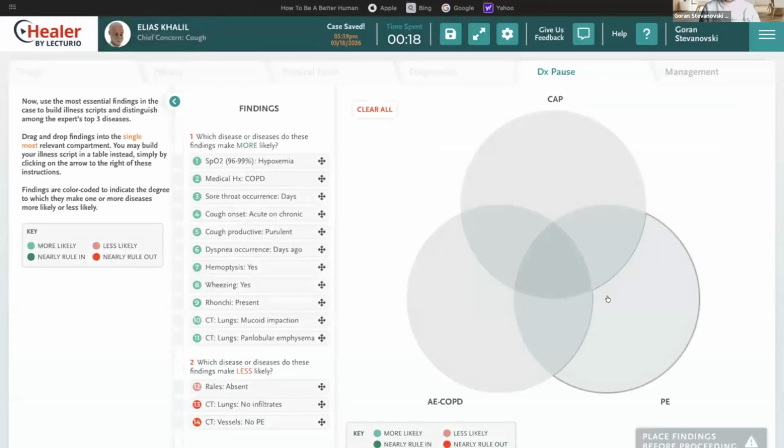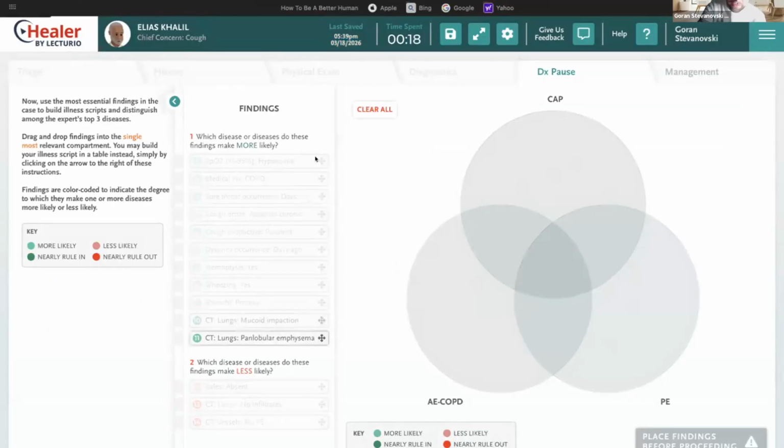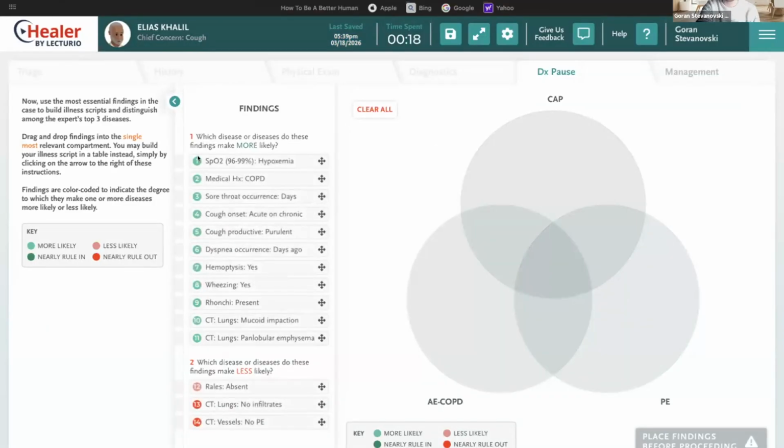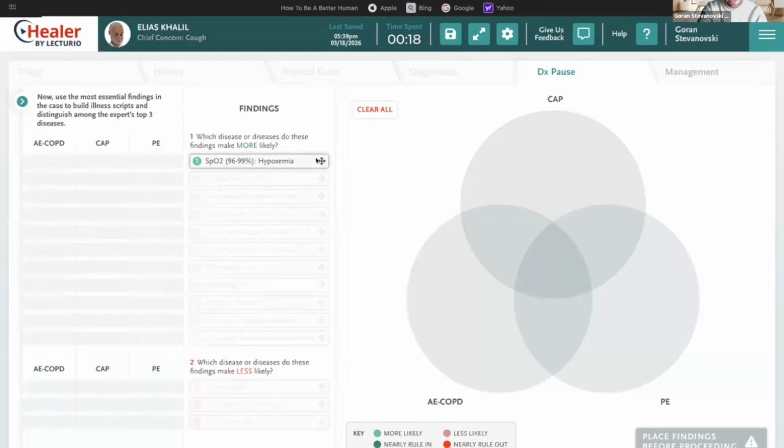Now we go to the next part, and this is something that Dawn really talked about here, and this is the epitome of creating the illness script. And this is my favorite part of this platform because you get the Venn diagram, but you also get to create this Venn diagram. So you have the main findings that help us understand this case. The ones in green are the ones that make any of these three diagnoses more likely, but the red here help us distinguish or make some of these diagnoses less likely. So you can click through or you can just take them and slide them where you need them to.